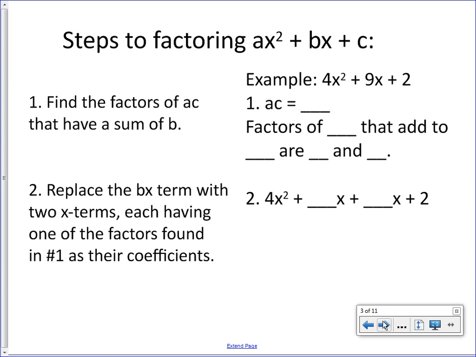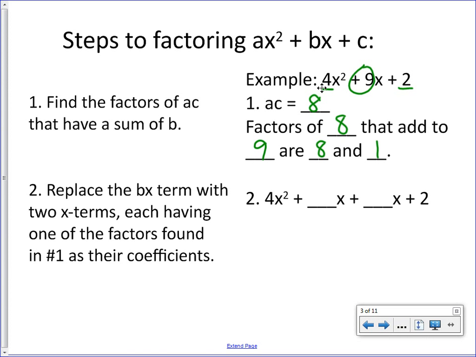Step 1 that we're going to do is we want to find the factors of a times c. In our example, a is 4 and c is 2. 4 times 2 is 8. So step 1 is to multiply those two numbers together, a and c. So 4 times 2 is 8. Now we want the factors of 8 that add up to the middle number, which would be 9. And the factors of 8 that add up to 9 would be 8 and 1. All right.